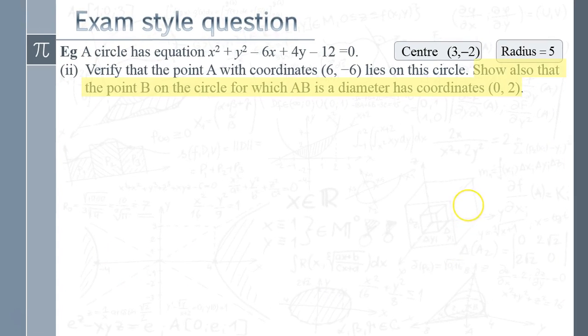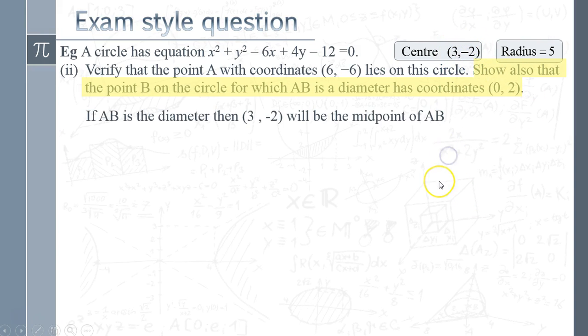The second part of that statement said show that the point B on the circle for which AB is diameter has coordinates 0, 2. Now, if AB is the diameter, then it means the midpoint of AB will be the centre of the circle, which is 3, minus 2.